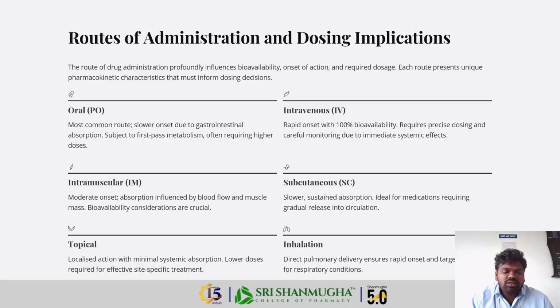So oral, the most common route, has slower onset due to gastrointestinal absorption, is subject to first-pass metabolism, often requiring higher doses. Intravenous: rapid onset with 100% bioavailability. It requires precise dosing and careful monitoring due to immediate systemic effects.